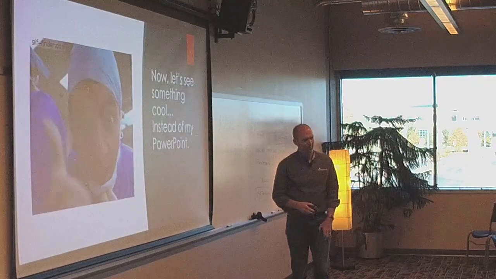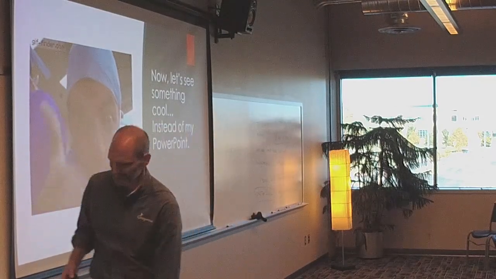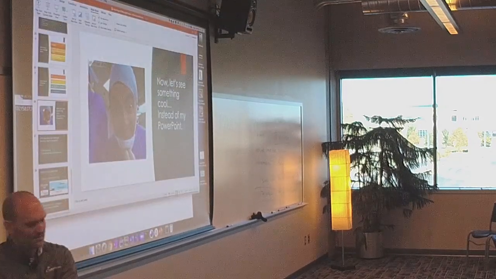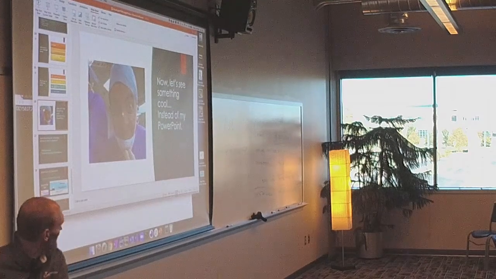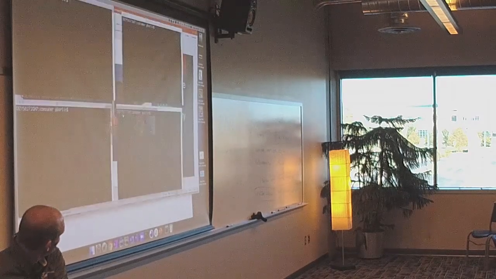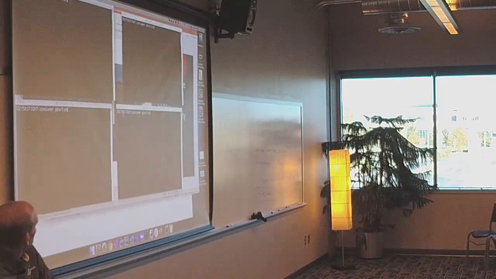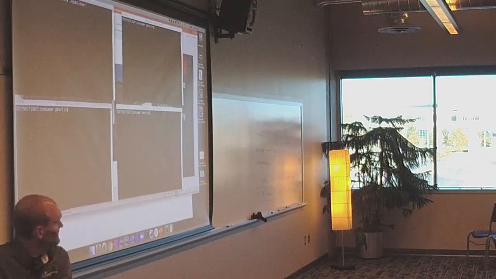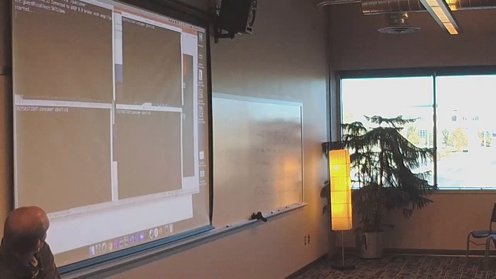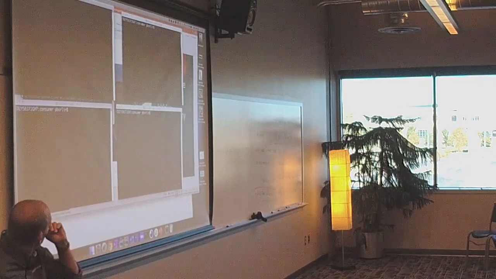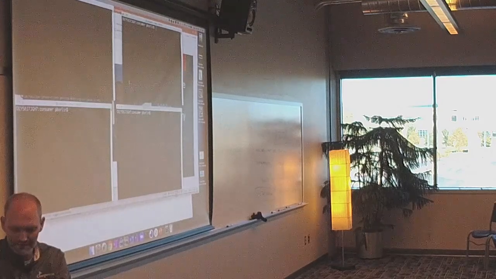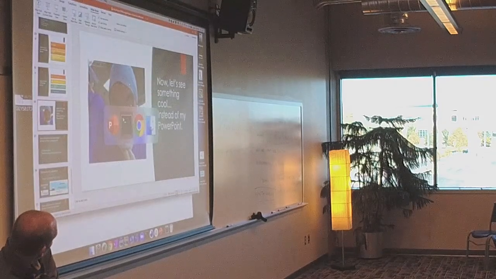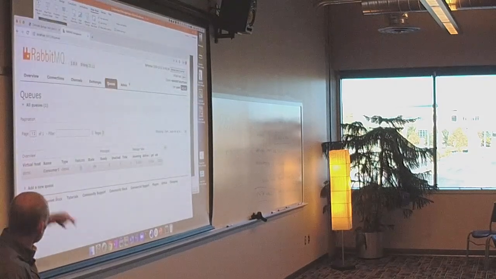All right, so that's the PowerPoint, let's see something cool. So I have here one publisher and 3 subscribers. This is a simple Go program I wrote, and I'm connecting to RabbitMQ. And I'm going to have a consumer over here, consumer number 1. And here's RabbitMQ. I've got one consumer, one queue.